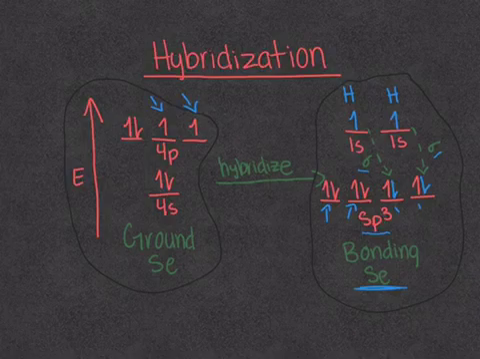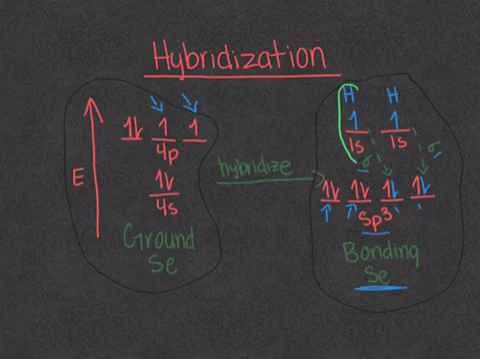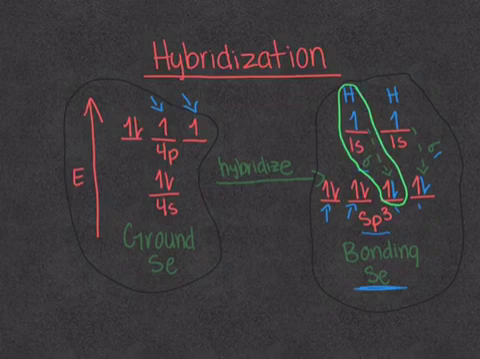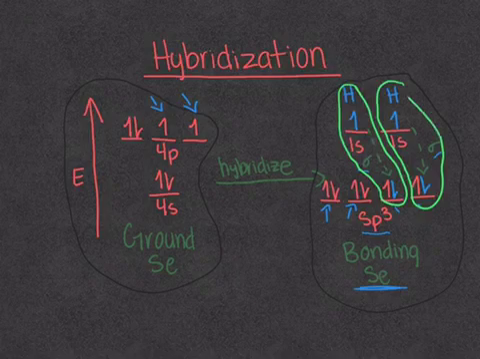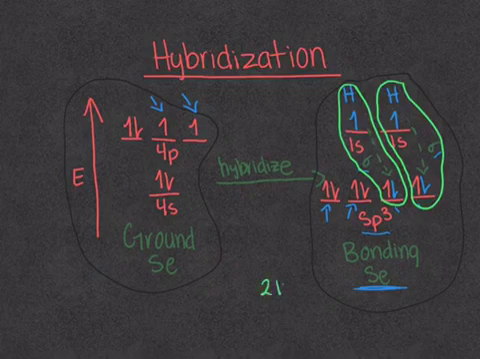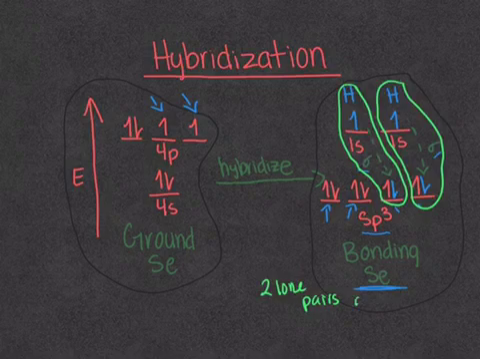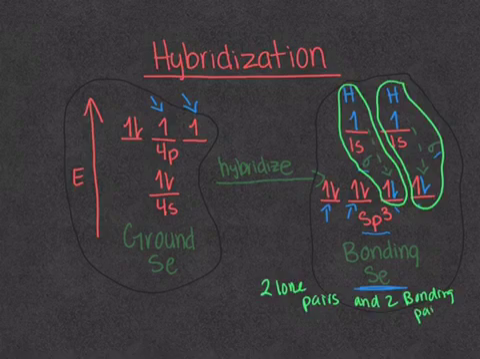So we're binding the hydrogen with one of the sp3, and then the other one the same. So that would give us a total of 2 lone pairs and 2 bonding pairs for this compound.